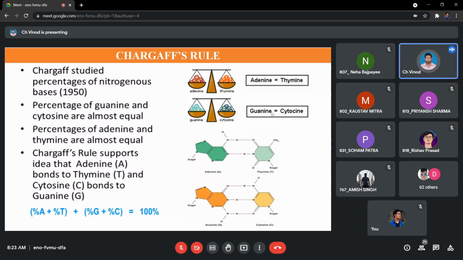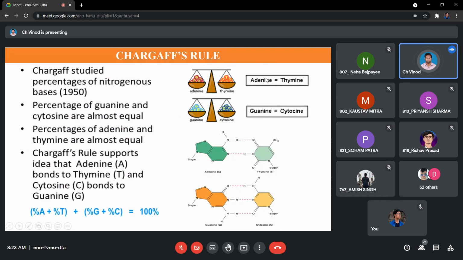we have four bases of DNA. All the four bases together are 100%. Let's say we know about the base adenine. Let's say its content is 20%. So adenine is 20%, so automatically thymine will also be 20% because this is the only binding partner of adenine in DNA. So straight away it's going to be 20 and 20.